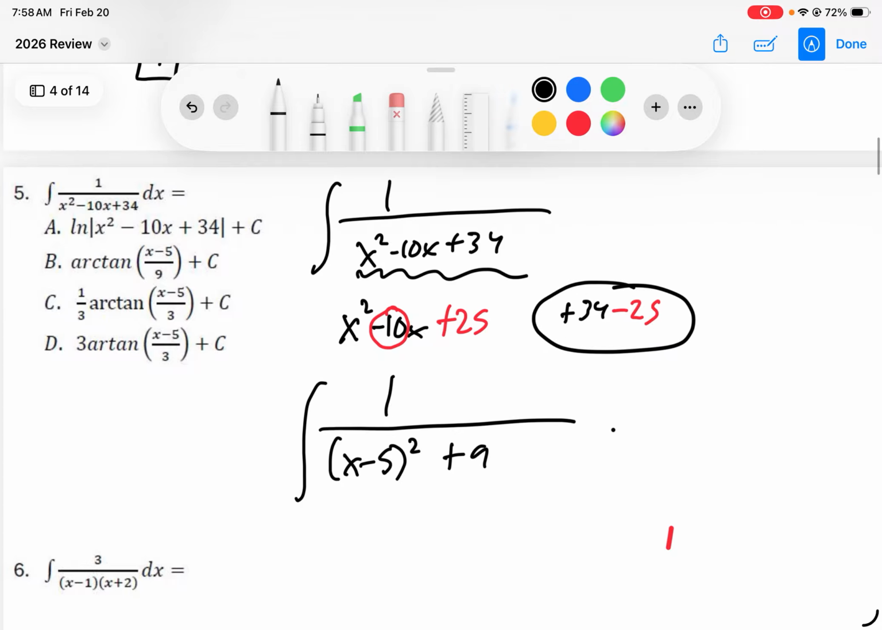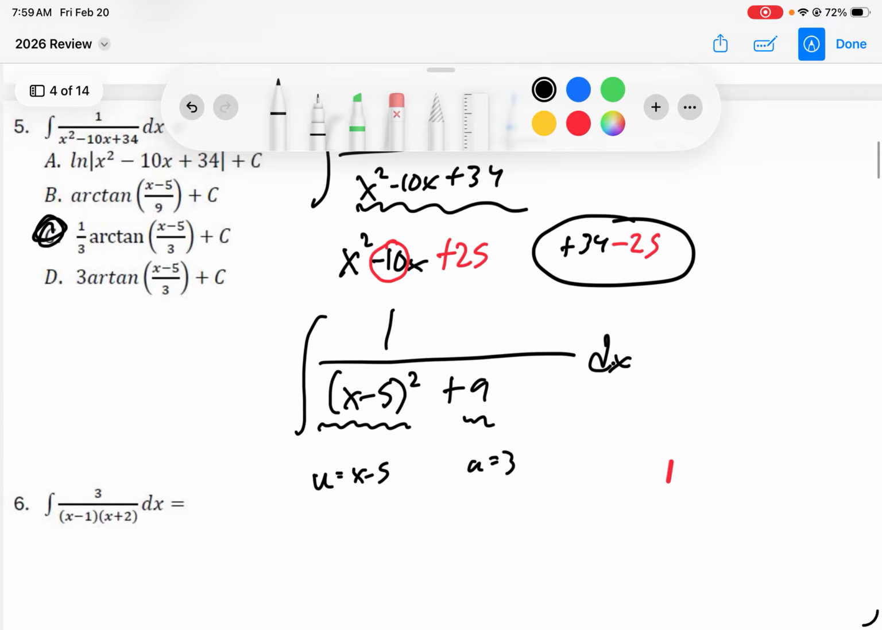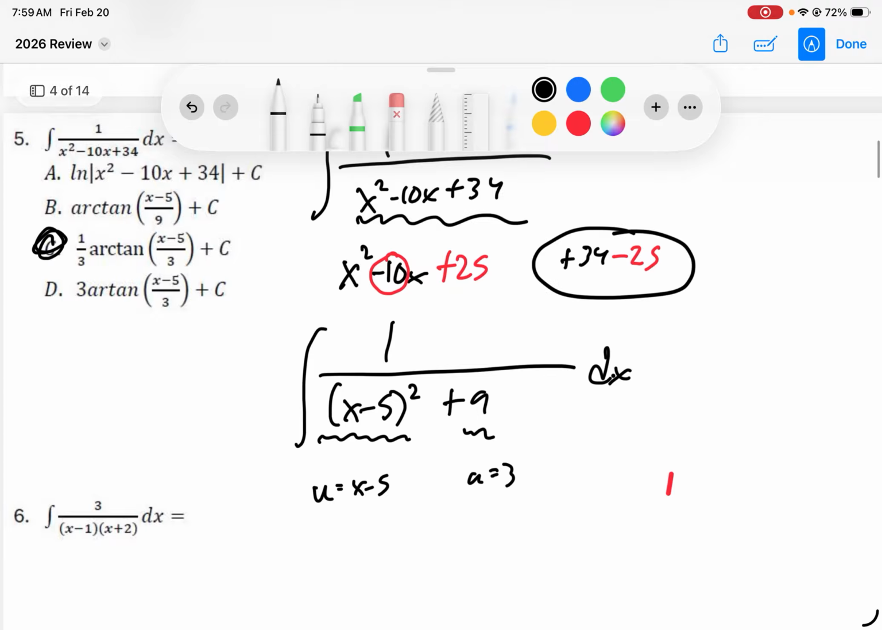Okay, yeah. So now I've got that form where this is the u squared part, this is the a squared part. So I could say u is x minus 5, du is just 1, and a would be 3. I think the answer would be C. And that's just knowing that tangent inverse. I originally said you don't really need to know that, but let's just know that. The integral of 1 over something squared plus something squared is the tangent inverse one. I think you can work from there. Just one other thing, arctangent is the same thing as tangent inverse.